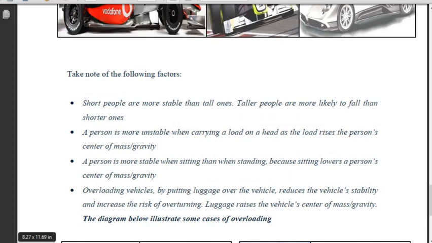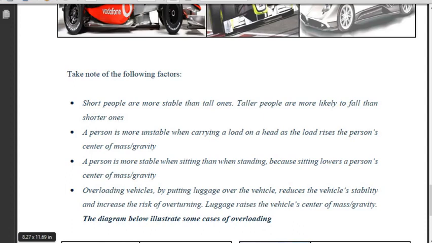Short people are more stable than the tall ones. That's what I was saying earlier. The shorter people are more stable, right? And the taller people are more likely to fall than the shorter people. It's a fact. It's not one of those, no, me, I've never fallen. I'm also just a bit tall. But if someone is shorter than me, then they are more stable, right?